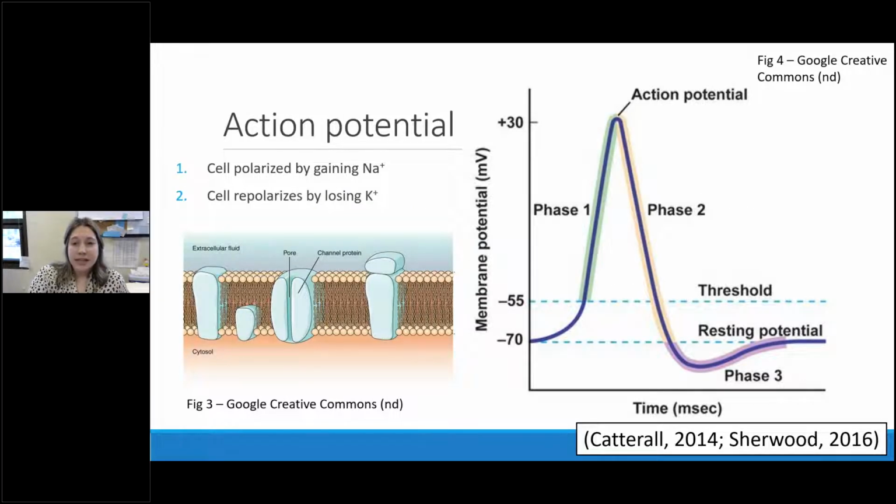First, the cell allows sodium ions to enter the cell. They are positively charged and increase the membrane potential, depicted here in phase 1. While sodium ions enter, potassium leaves. Potassium is also a positive ion. This repolarizes, or brings the internal charges of the cell back to a resting potential, as seen here in phase 2.